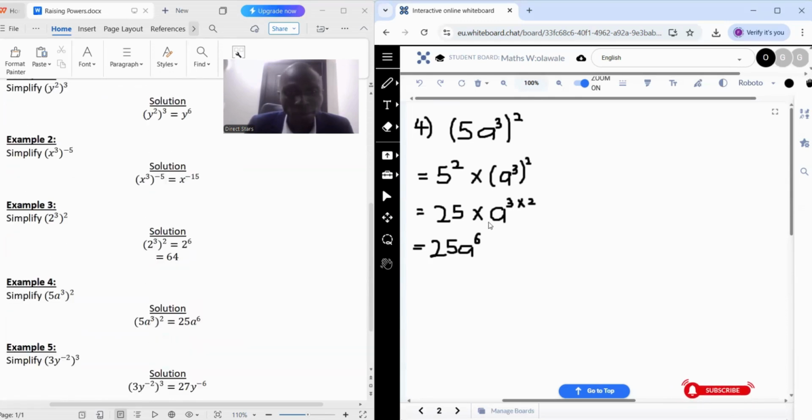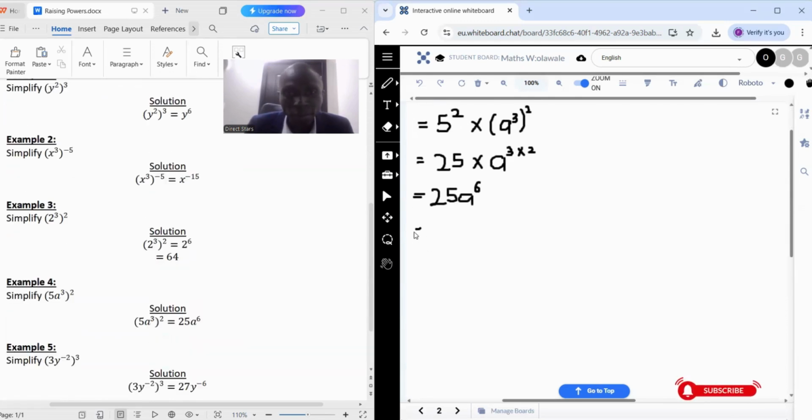Into the last example. We had to simplify 3y raised to the power minus 2, then close bracket, everything raised to the power 3. So just like example 4, you can have this to be 3 raised to the power 3, then multiplied by y raised to the power minus 2 raised to the power 3, as everything that we have in the bracket is being affected by the power.